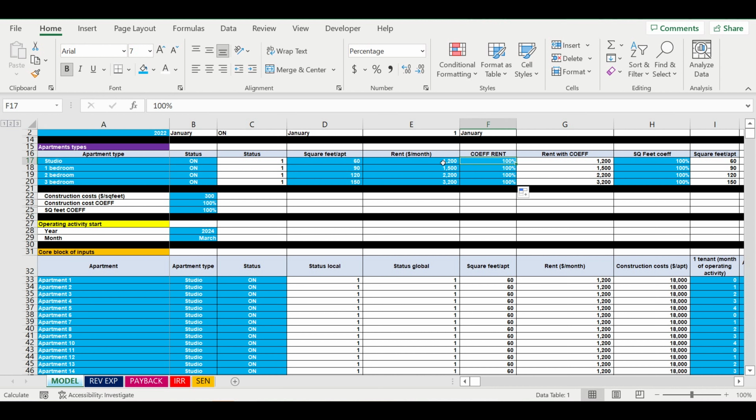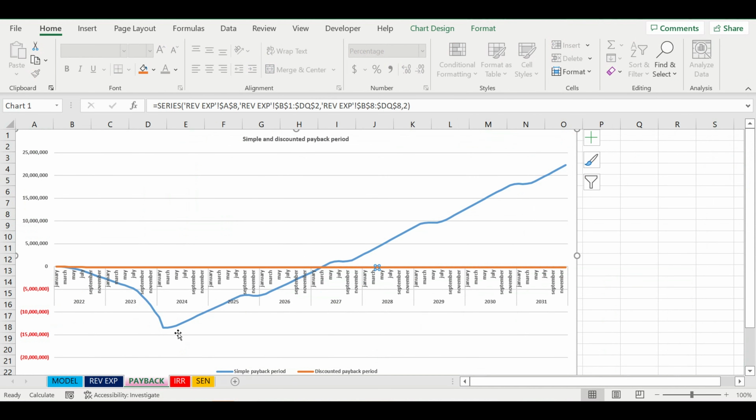For example, if we want to change this value, we can quickly create a scenario of what will happen. For example, the rent price will be 90% of what we have today. We can create the coefficient, specify the value of the coefficient. Go back to the simple and discounted payback here. Just wait a little bit till Microsoft Excel calculates the data.